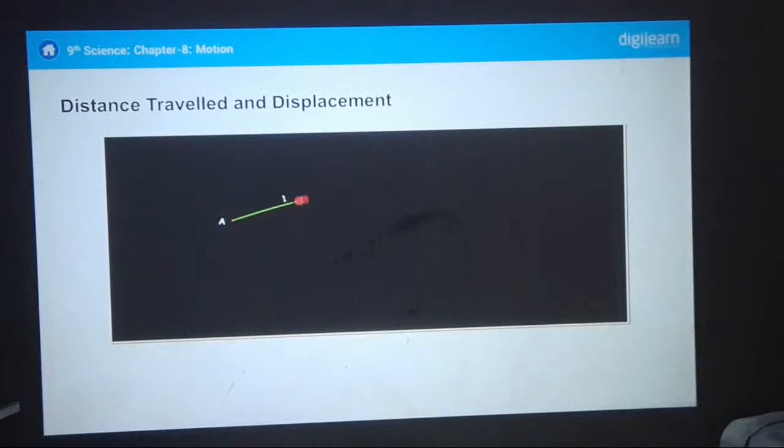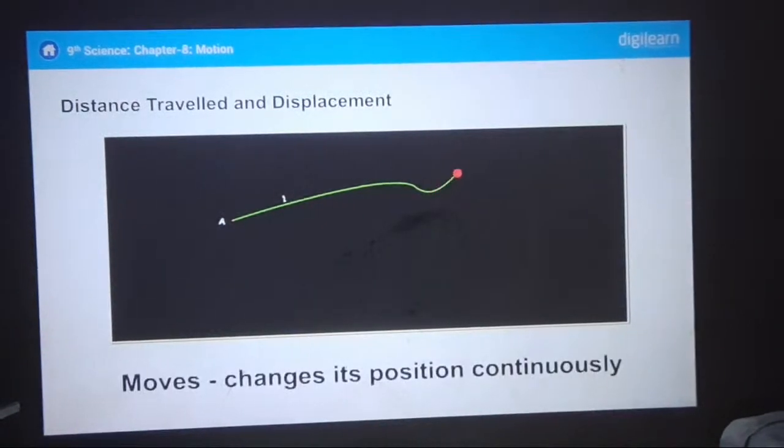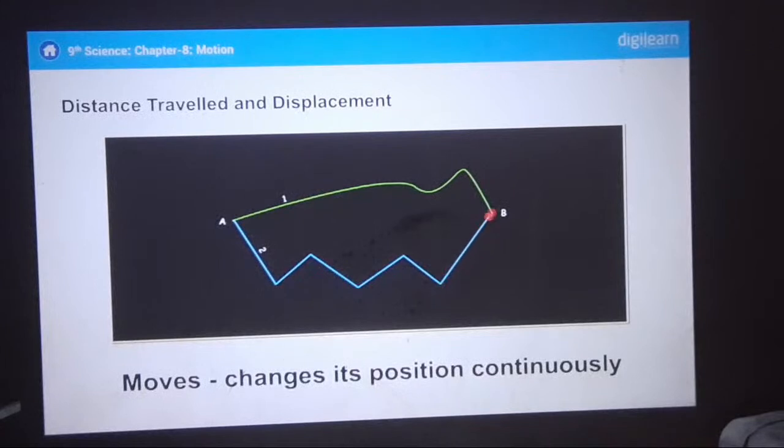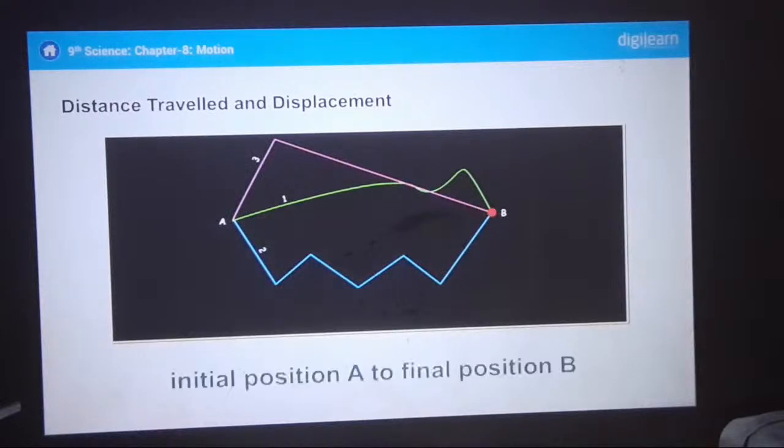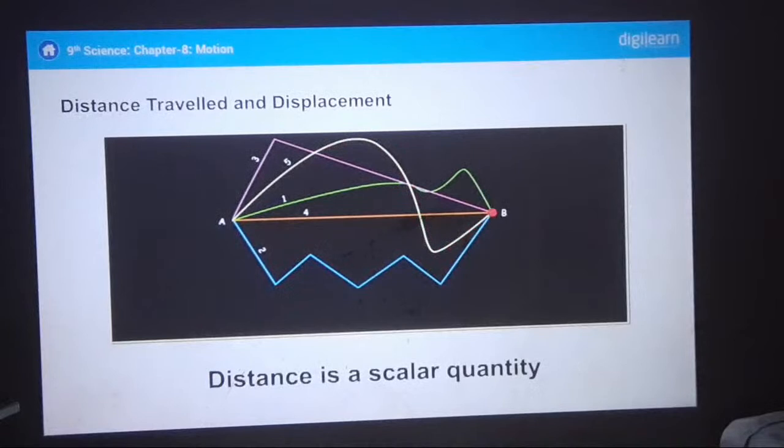Distance travelled and displacement. When a body moves, it changes its position continuously. The line joining the successive positions of the body during its motion is called path of the body. In certain time interval, let a body move from its initial position A to a new position called final position B. The length of the actual path of the body is called distance travelled. Distance travelled is a scalar quantity because it has only magnitude but no direction.